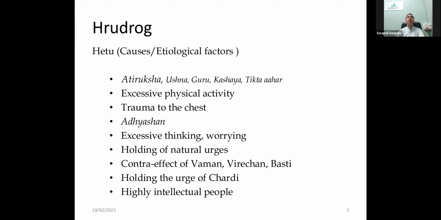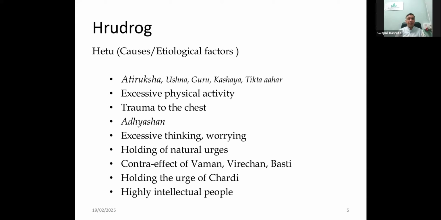Okay, so we see a lot of videos nowadays. We hear about it that there was trauma to the chest, and because of that, the patient died on the spot because of cardiac arrest or cardiac failure. So trauma to the chest, adhyashana. Okay, having food over food, so consuming food after the meal is adhyashana.